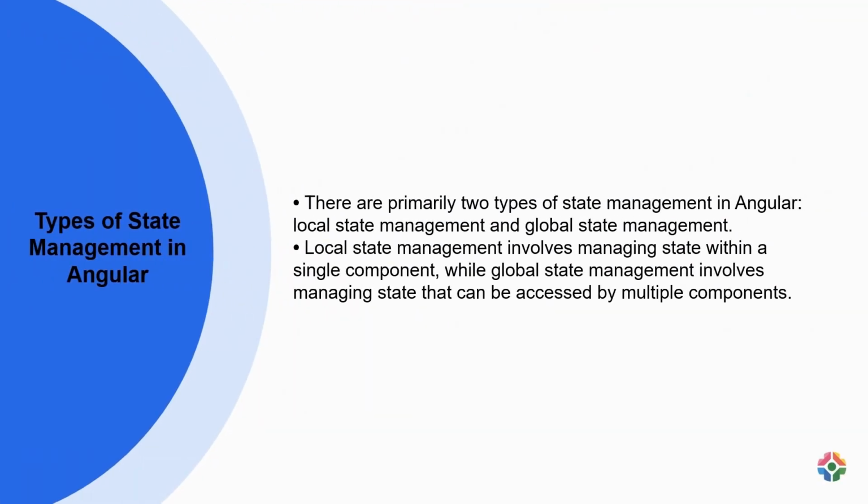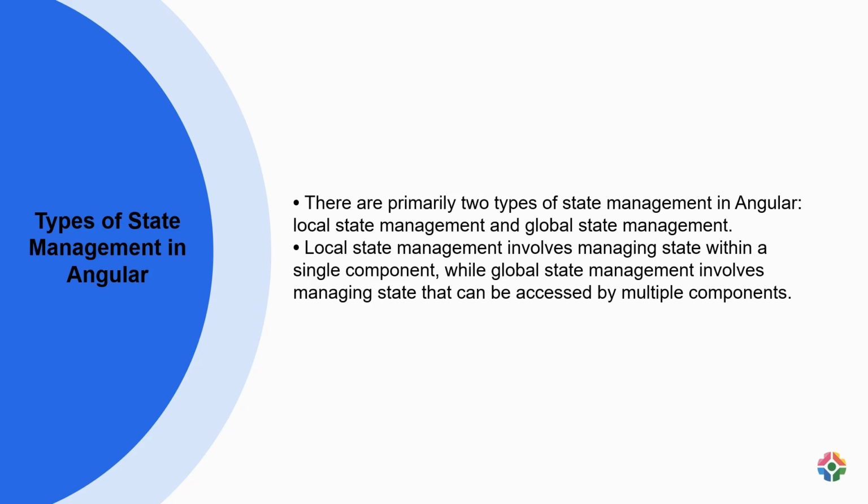State management in Angular can be categorized into local and global state management. Local state management oversees state within one component, ensuring data is confined and manipulated only within that specific component. On the other hand, global state management handles a state accessible by multiple components.